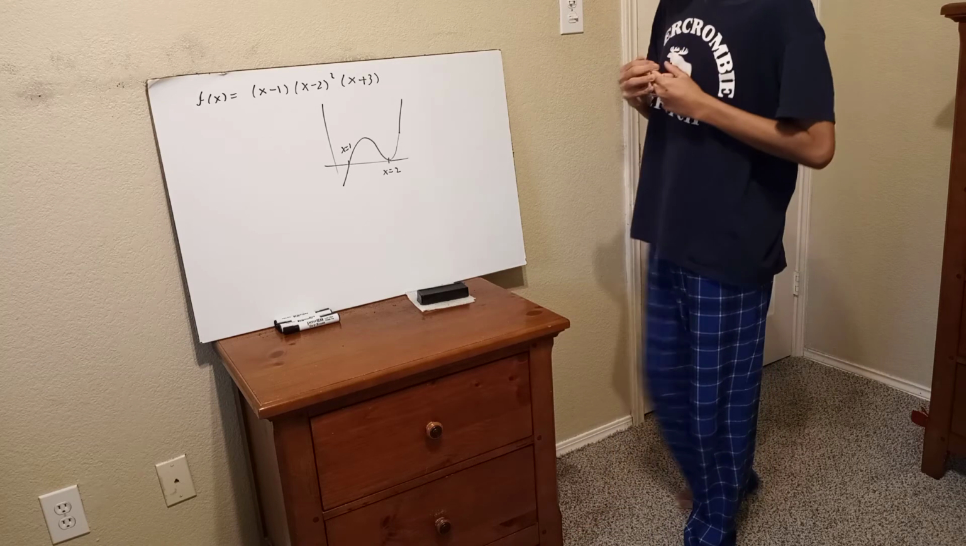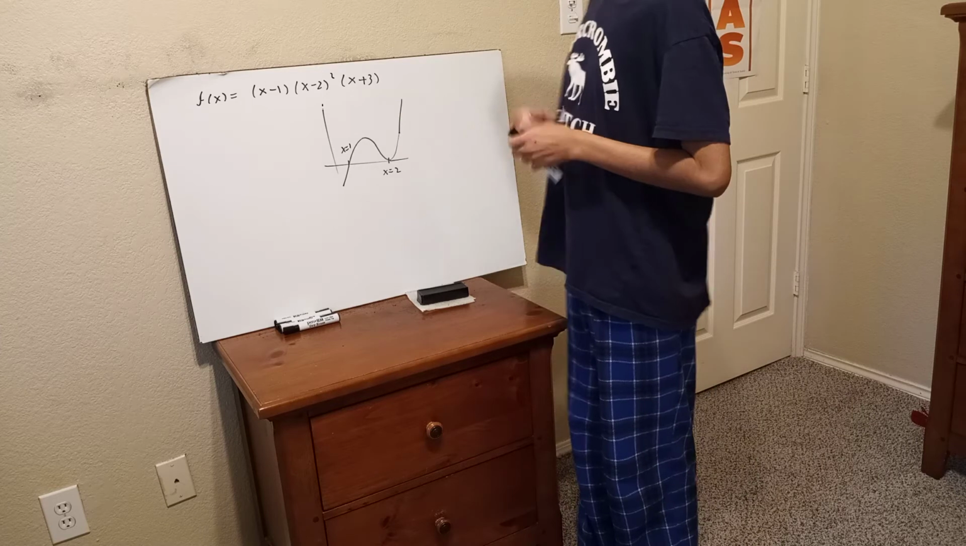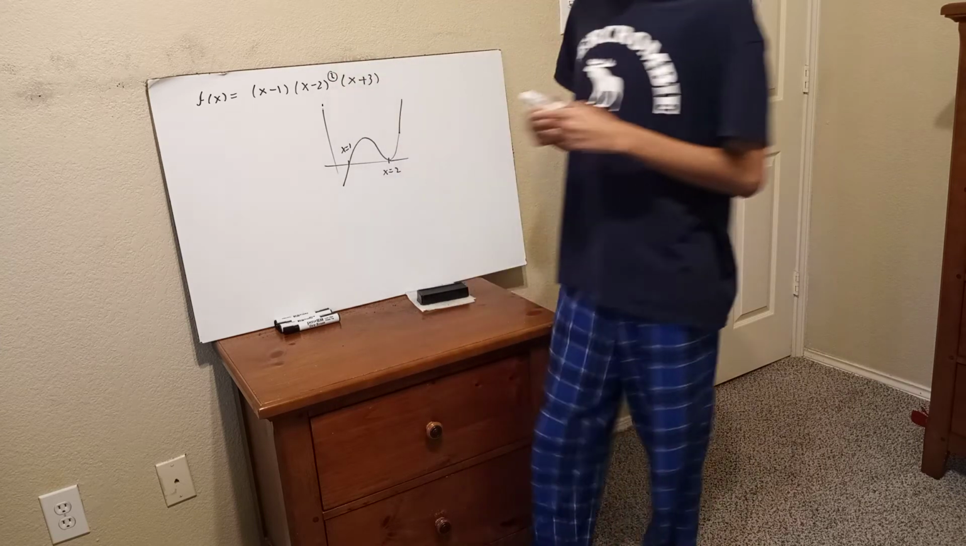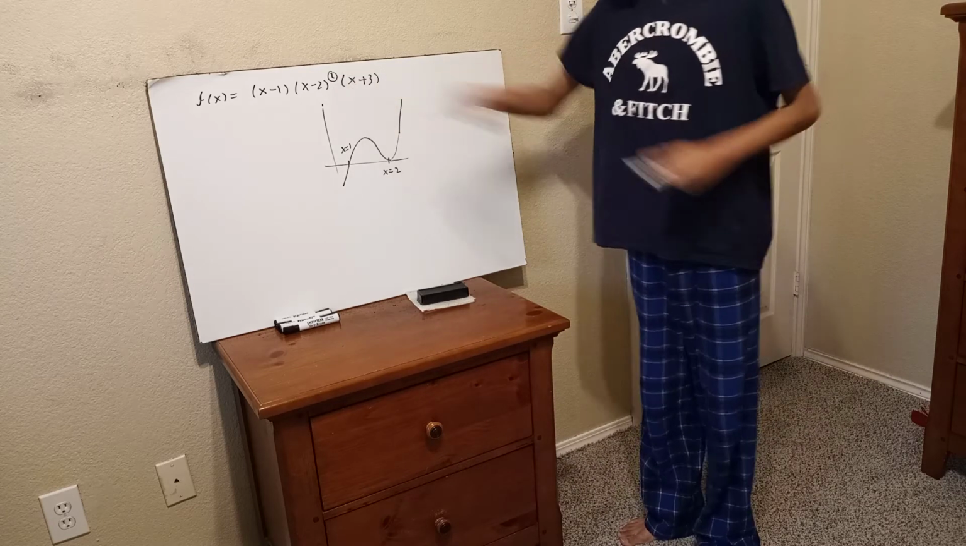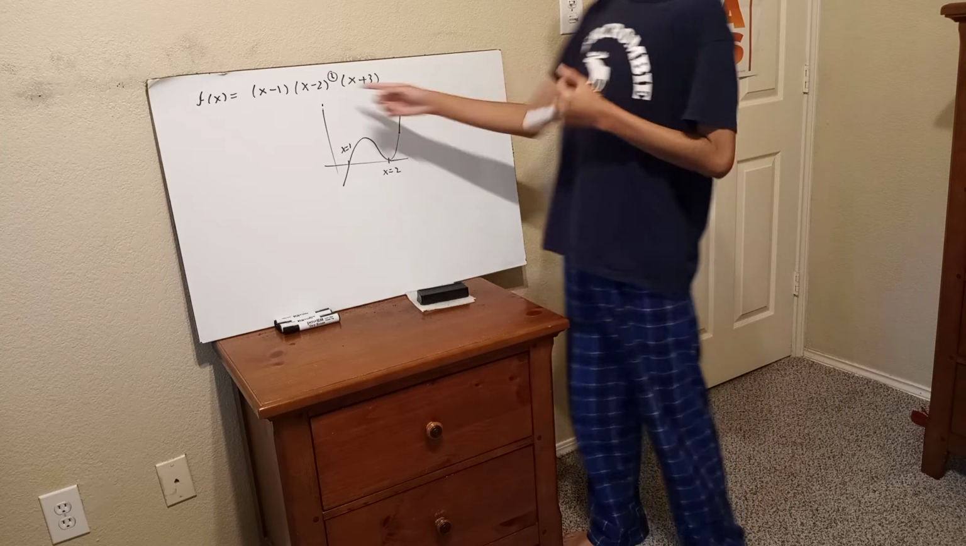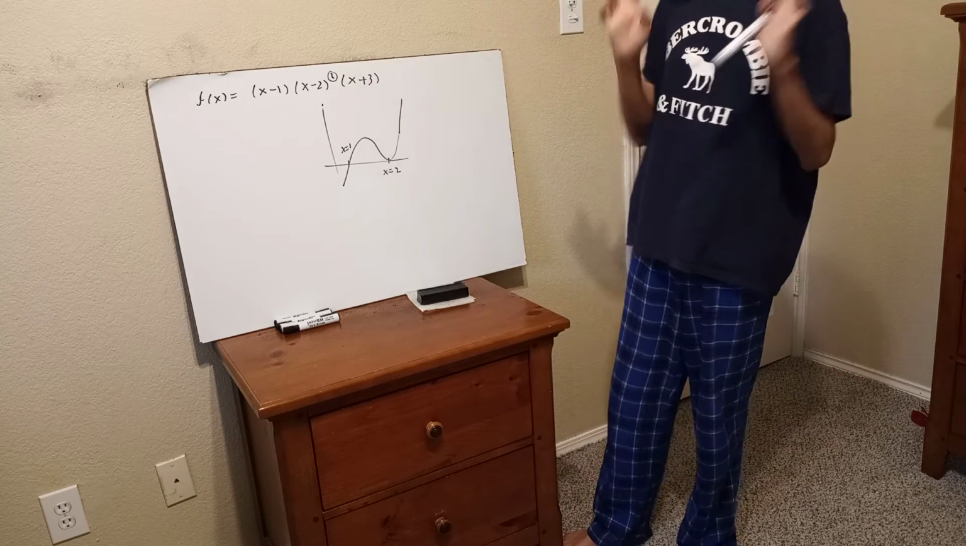Well, if you look at the function here, you could see that there's something sticking out with the x equals 2 root, which is that it's squared right here. The factor is squared. So what does that mean? We call that a double root because it sort of counts twice.